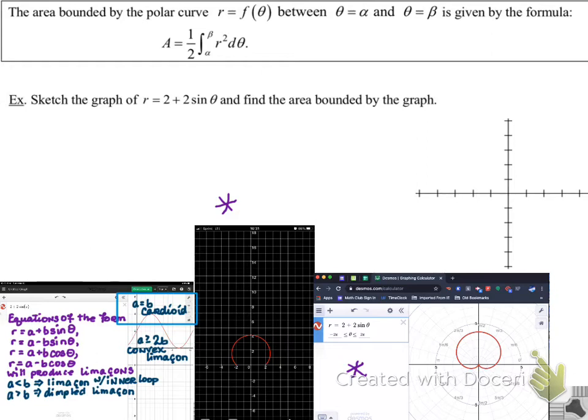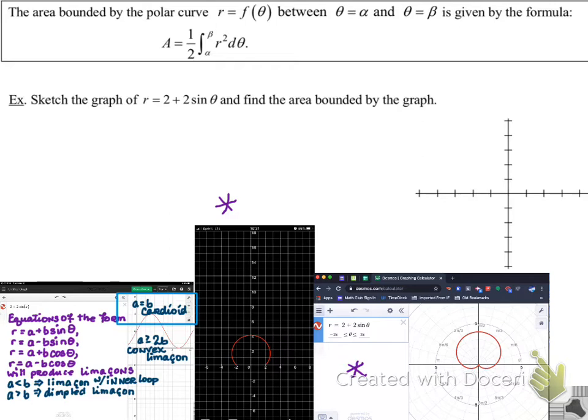The convex limaçons look kind of like flat ovals. They're really weird. Then the cardioid, that is what we have in front of us, and the cardioid is where we start today.